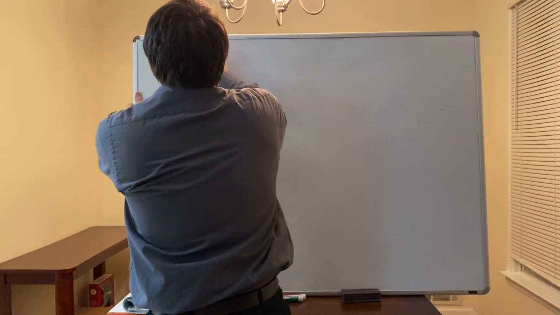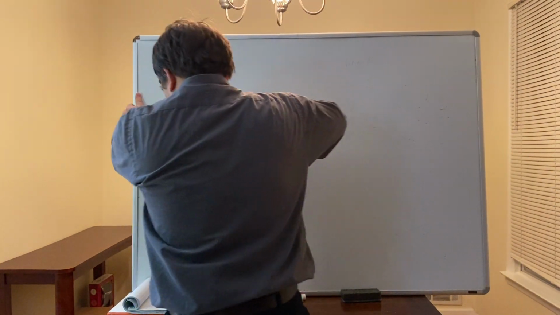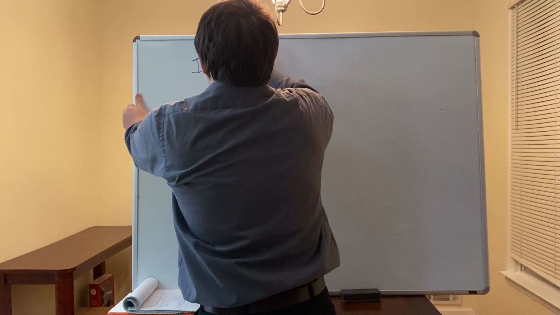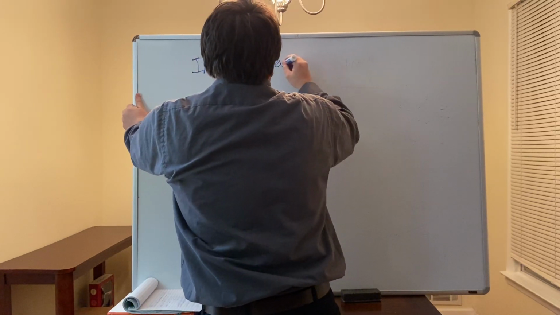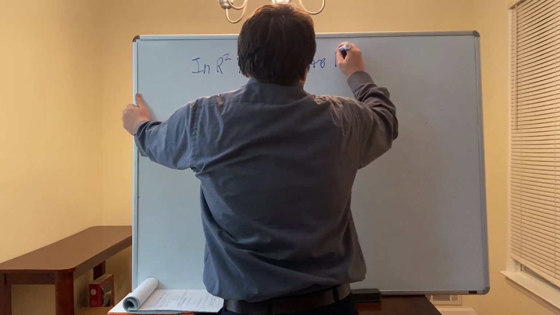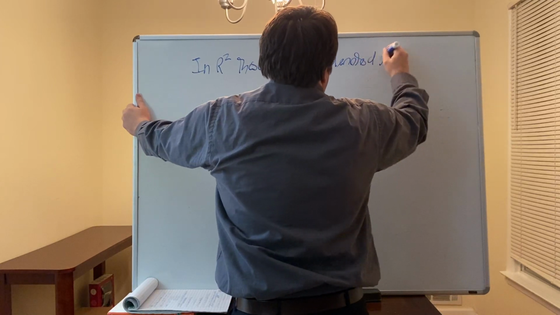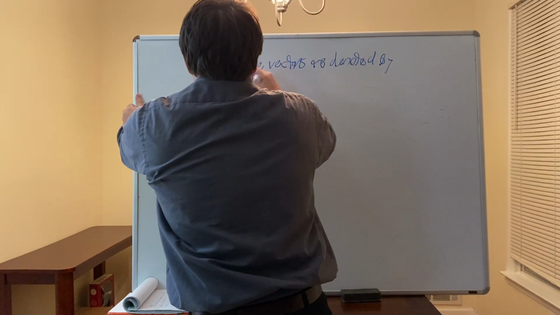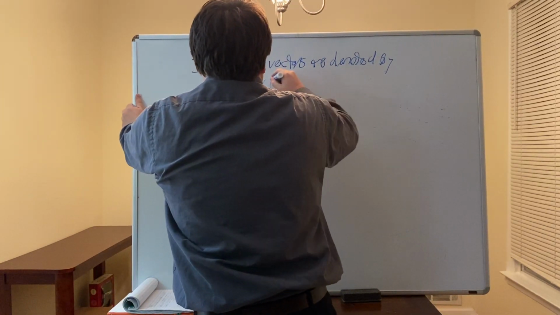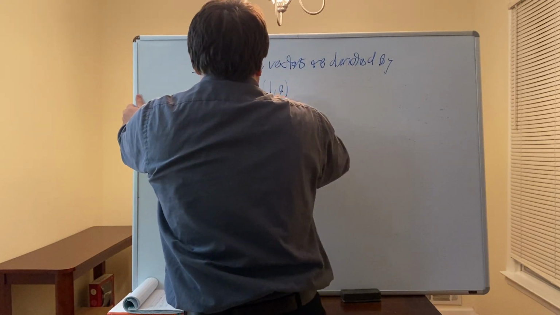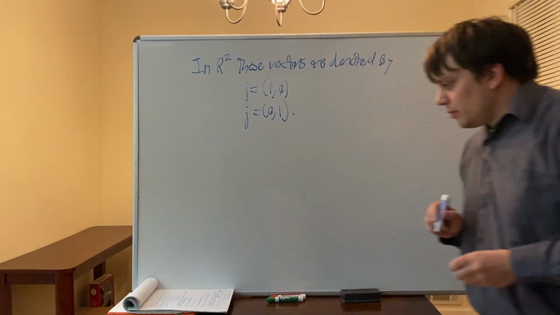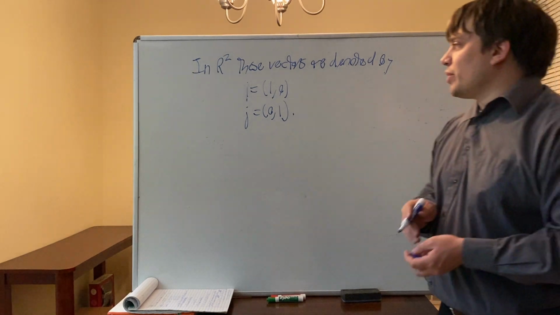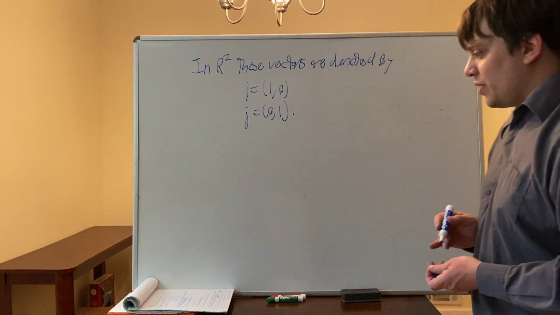Okay, so in R2, these vectors are denoted by i, which is 1, 0, and j, which is 0, 1.